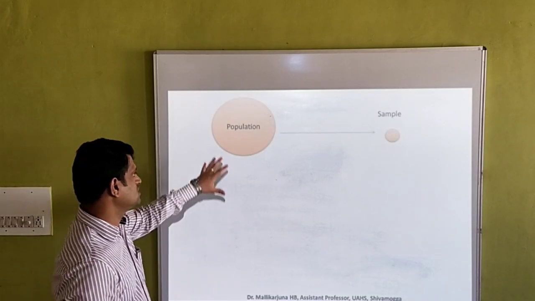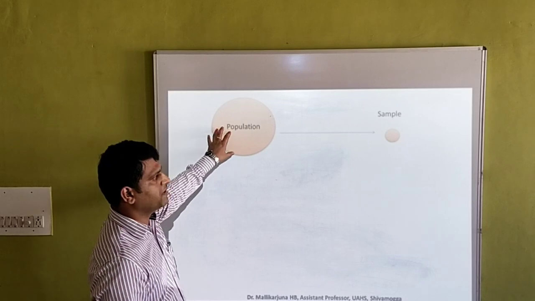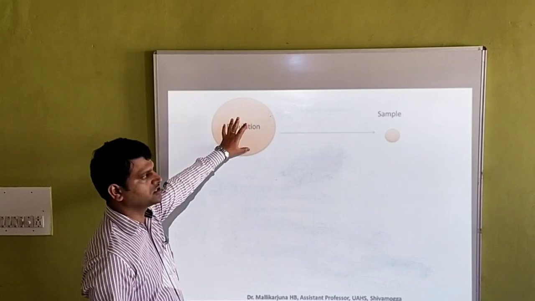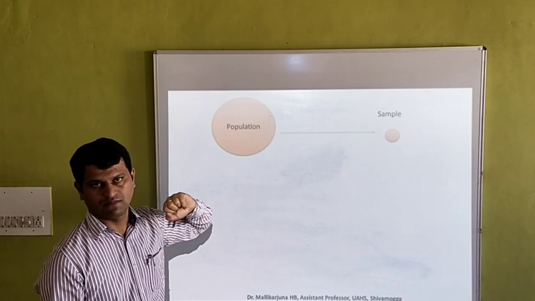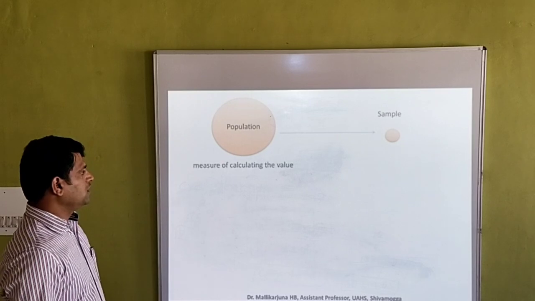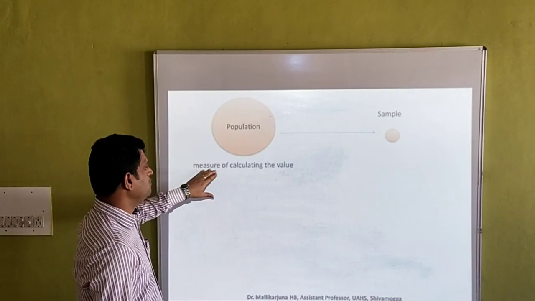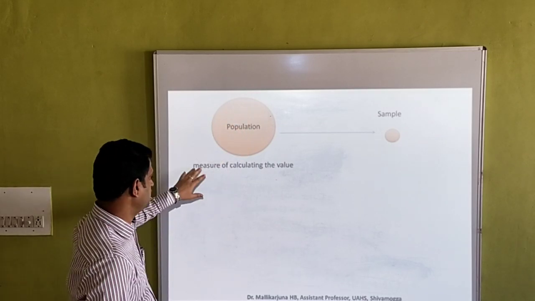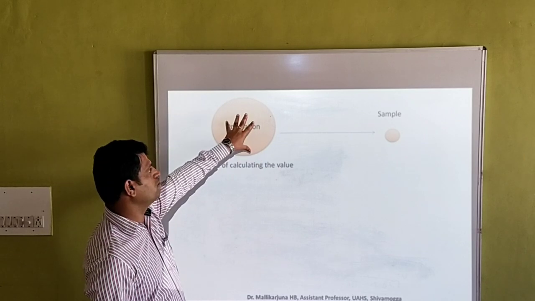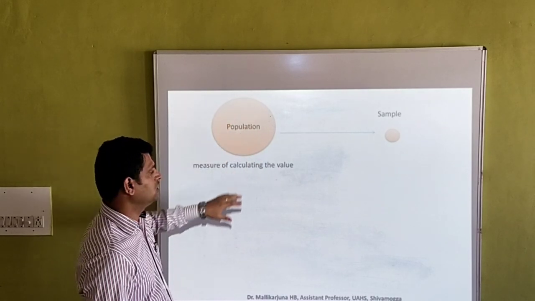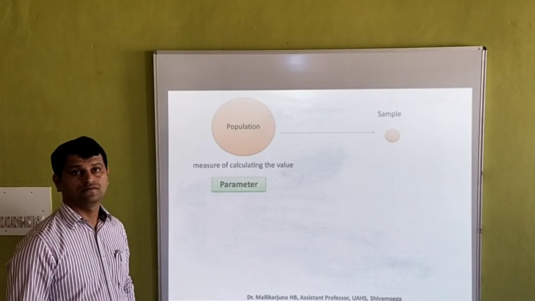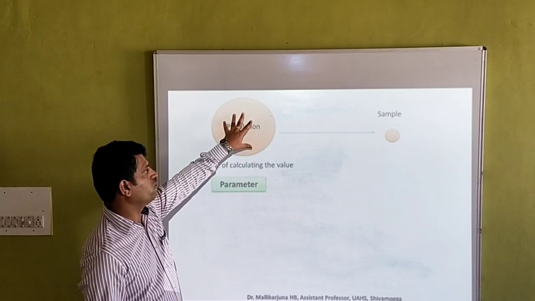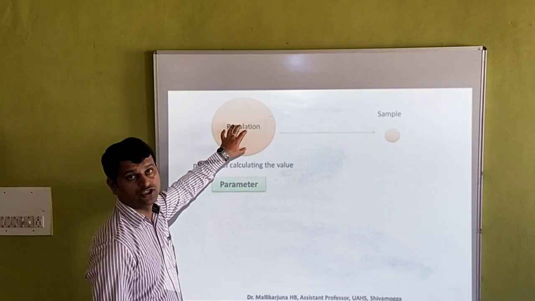Let's consider one sample set of observations. From the population, I can randomly select one sample. Say we have 1000 observations, and I am selecting only 10 observations for my sample. If I calculate any measure based on the values of the population units, that is known as a parameter.